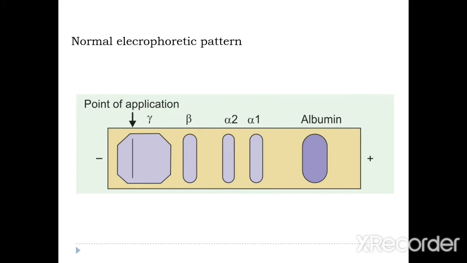In agar-gel electrophoresis, normal serum is separated into 5 bands. That is albumin, alpha 1 globulin, alpha 2 globulin, beta and gamma globulins. Albumin has the maximum mobility and gamma globulins have the minimum mobility.